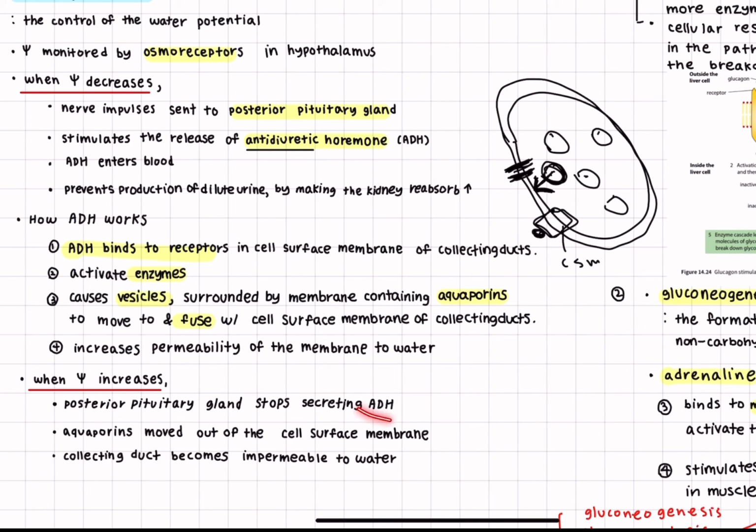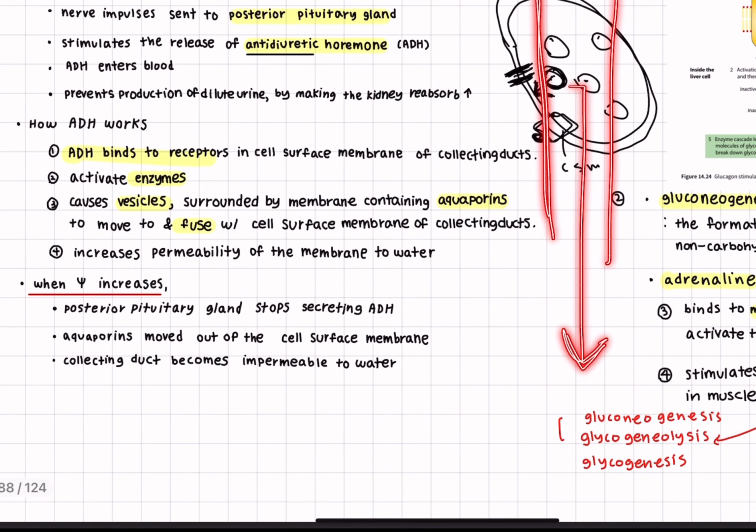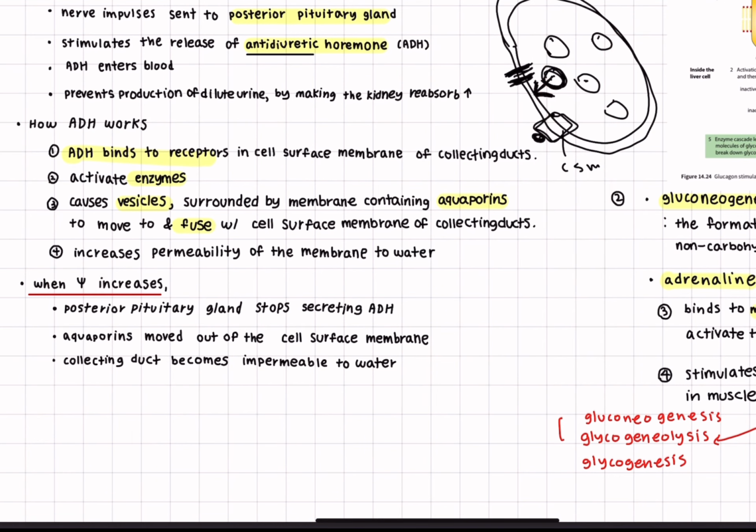Okay, when ADH secretion is stopped, it will not cause vesicles surrounded by membrane containing aquaporins to fuse with the cell surface membrane. Therefore, aquaporins will be moved out of the cell surface membrane, and as a result, the collecting duct will become impermeable to water. Thus, the water cannot move out of the collecting duct cells, so more water will be carried through the collecting duct, and eventually dilute urine will be produced, decreasing the water potential inside the body cell.